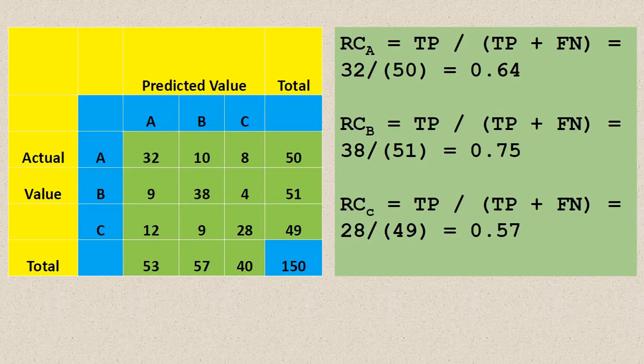True positive divided by true positive plus false negative. For class A it will be 32 by 50, which is 0.64. Recall for class B is 38 by 51, which is 0.75 after rounding, and for class C it will be 28 by 49, which is 0.57. This is the simple way to calculate precision and recall.